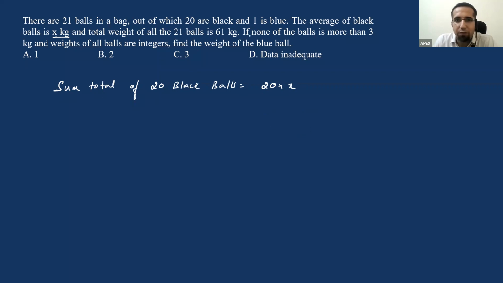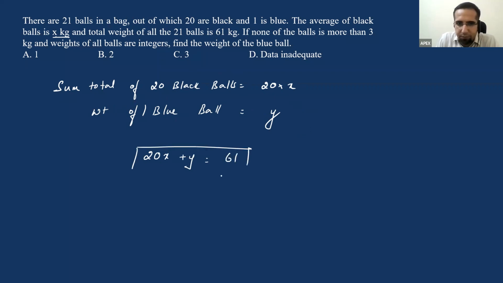Clear? And there's only one blue ball. Let's say the weight of the blue ball is equal to Y. Now the question says that 20x plus y is equal to 61, right? Now 20x is the sum of all the 20 black balls. If none of the balls is more than 3 kgs and the weight of all the balls is an integer, find the weight of the blue ball.